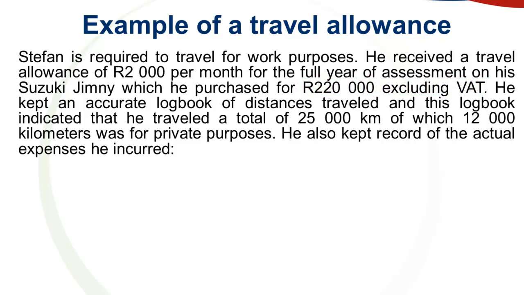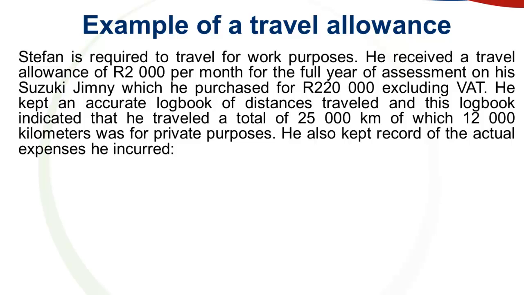He kept an accurate logbook of the distances travelled, and this logbook indicated that he travelled a total of 25,000 kilometres, of which 12,000 kilometres was for private purposes. Remember, you can only reduce the travel allowance with business use if you kept an accurate logbook. So luckily, he did. He also kept record of the actual expenses he incurred. You can only calculate the actual cost per kilometre if you kept record of your actual expenses incurred. In this case, he did.